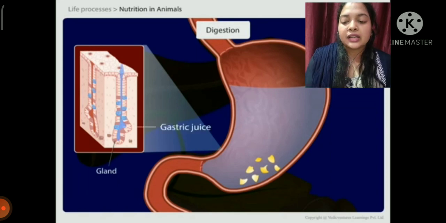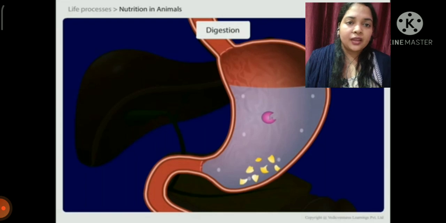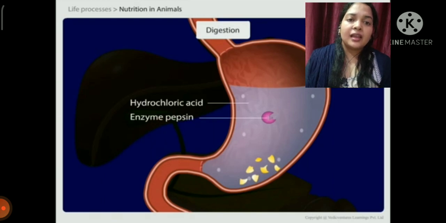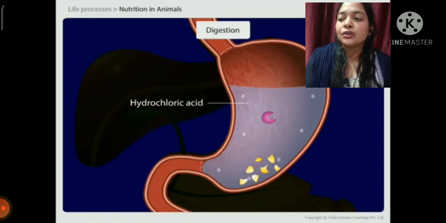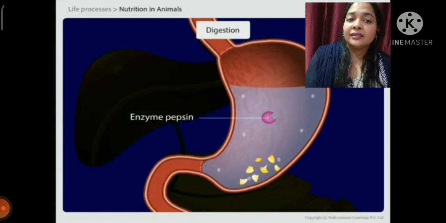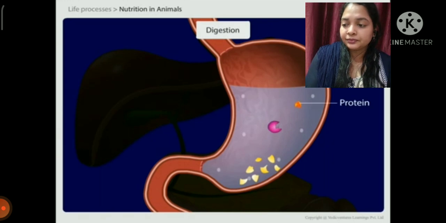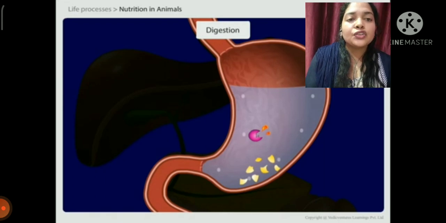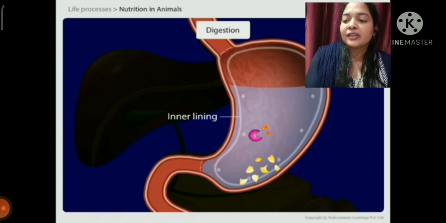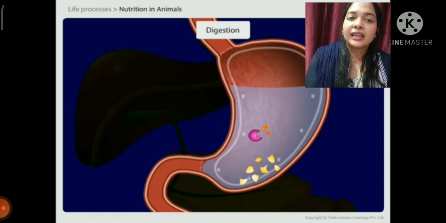This gastric juice contains 3 substances: hydrochloric acid, enzyme pepsin and mucus. Hydrochloric acid makes the medium acidic because enzyme pepsin works only in acidic medium. So we can say the digestion of protein starts from stomach. Mucus provides the protection to inner lining of stomach from hydrochloric acid.